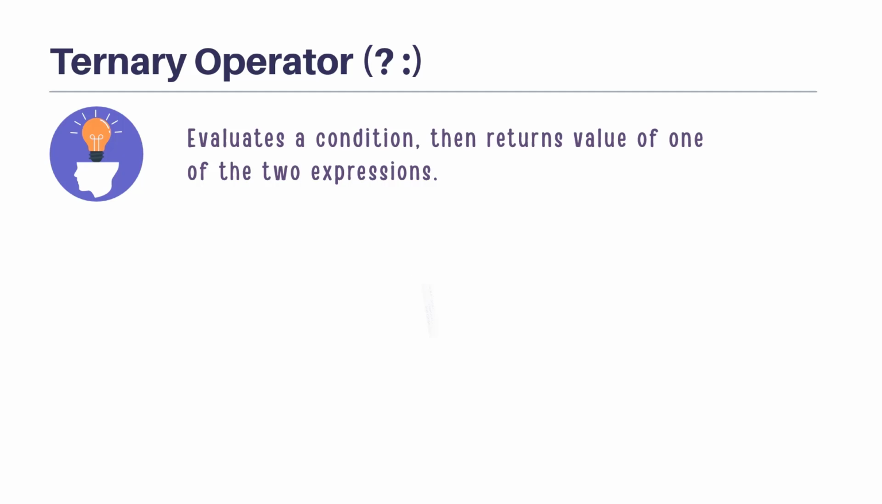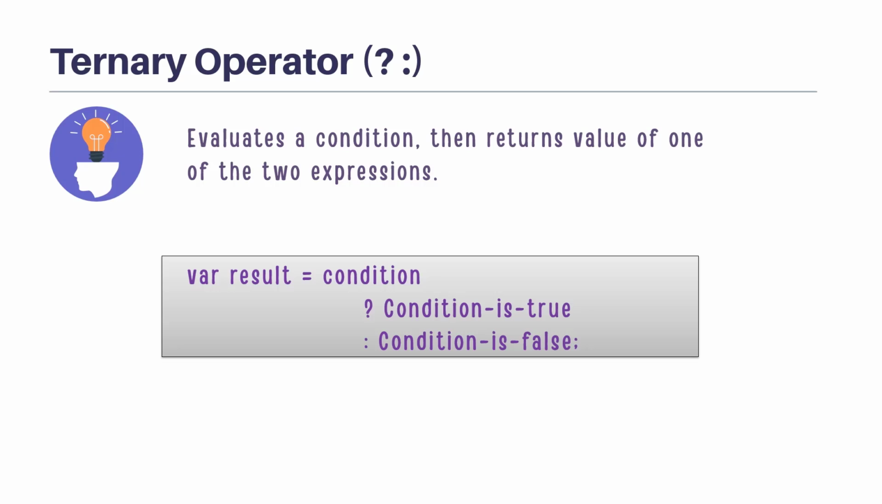This slide shows the syntax of ternary operator. It starts with a condition followed by a question mark. Then the question mark is followed by an expression which should be executed if the condition is true. This expression is followed by a colon character. This colon character is then followed by an expression which should be executed if the condition is false.